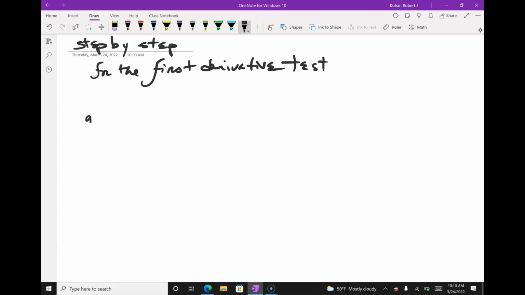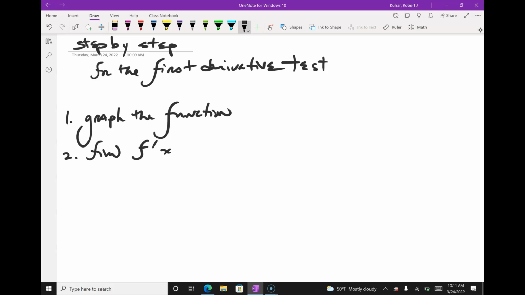So first thing, graph the function. We're looking for when the function is increasing or decreasing. Step 2, find f prime. Find the derivative. We are doing a first derivative test. Then find the critical values.